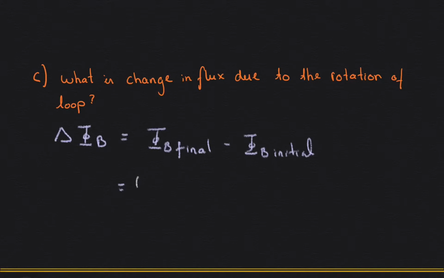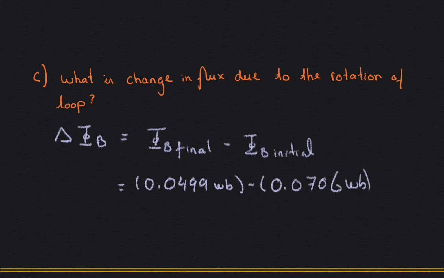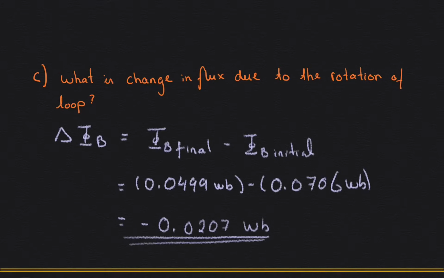So it will be 0.0499 Weber minus 0.0706 Weber. And the solution is negative 0.0207 Webers. So this is the value of the change in magnetic flux due to the rotation of the loop. So now we are a little bit more acquainted with this magnetic flux, and we have a bit more of a manipulation on how to calculate different parts of this magnetic flux.